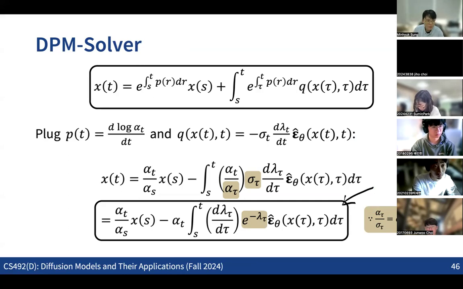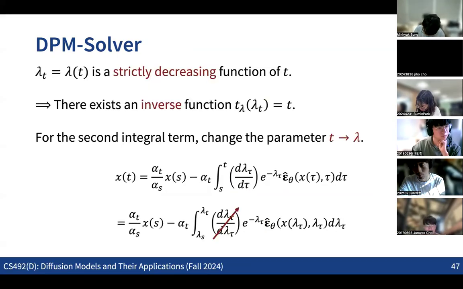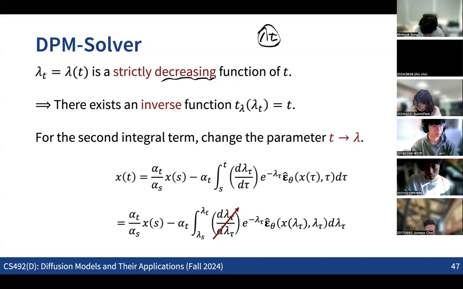And one more trick that we are going to use to simplify further: because we have the derivatives with lambda t here, which also looks a little bit complicated, to eliminate this term we are going to use the fact that lambda t is a strictly decreasing function over the time step t. That basically means there is a one-to-one correspondence between lambda and t.